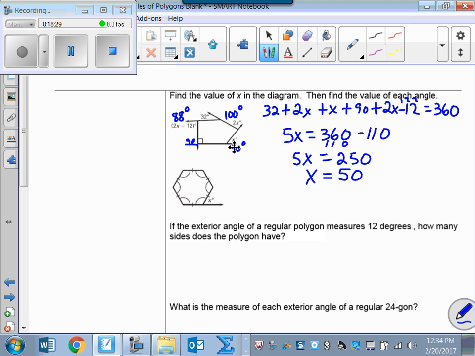Double check that. All right, what do we have in this one? We have a regular hexagon. So the exterior angle measures are going to be 360 divided by 6, which is 60 degrees.